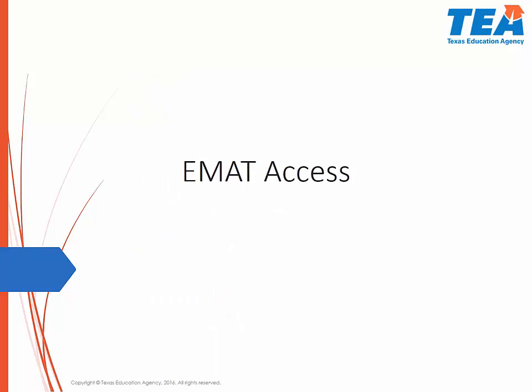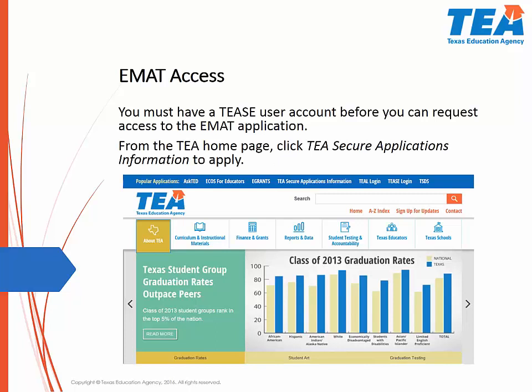EMAT access. On the TEA website, which is tea.texas.gov, is where all new users will go to obtain a TEAS account to gain access to the EMAT system. After you open the TEA website, you will click on the TEA Secure Applications information link on the blue banner at the top of the page.